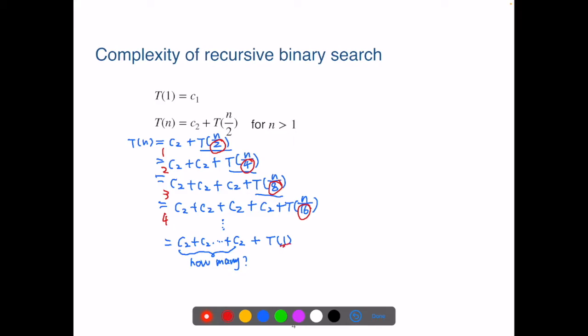So when we get to T1, so that's essentially n over n, by observing the pattern, we know 2 to the power of 1 is 2, 2 to the power of 2 is 4, 2 to the power of 3 is 8, 2 to the power of 4 is 16. So 2 to the power of log 2n will give us n. So we know we have log 2 n C2. Final form would be C2 log 2n plus constant C1. And we know this function, the complexity of recursive binary search is in log n.